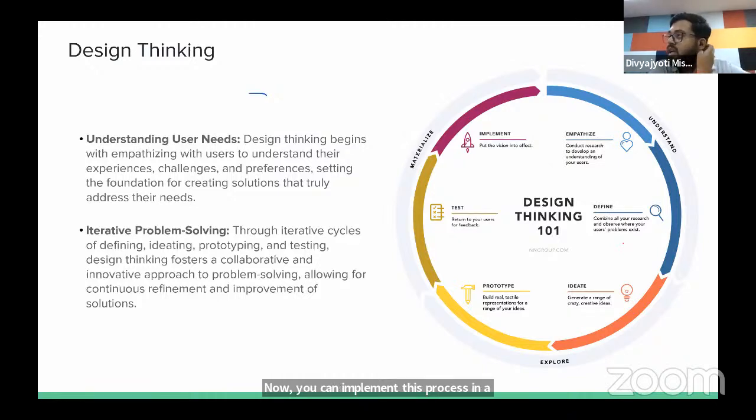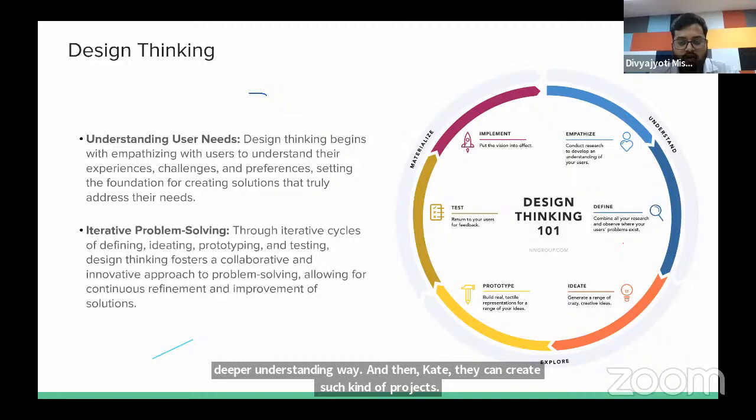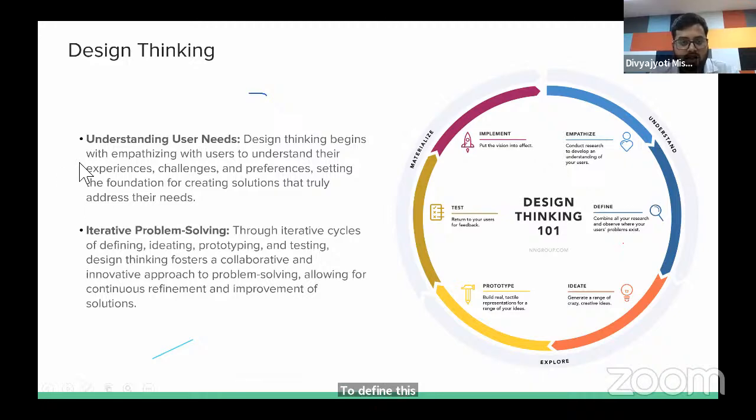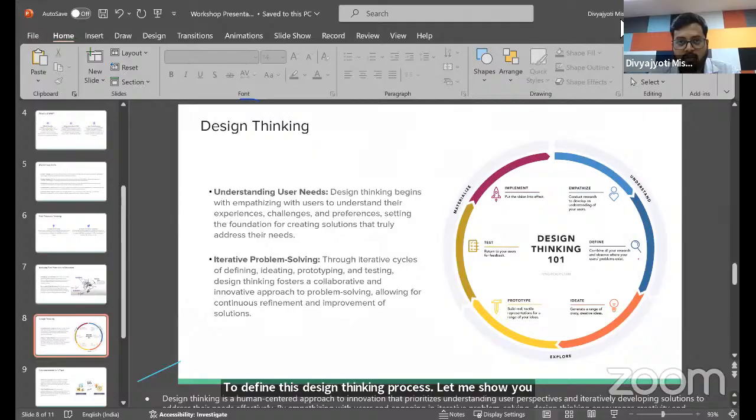This kind of approach can be taught to students, and there are multiple such events and competitions that happen across the year. While they create different projects or programs, they can use this to understand the concept in much deeper way and then create such projects. To define this design thinking process, let me show you a small video so that you can understand how design thinking is implemented.